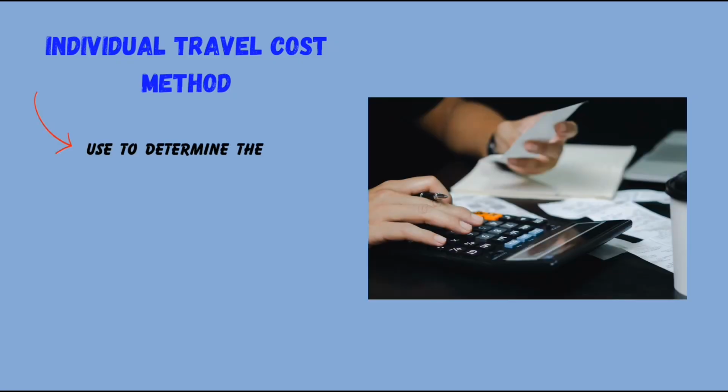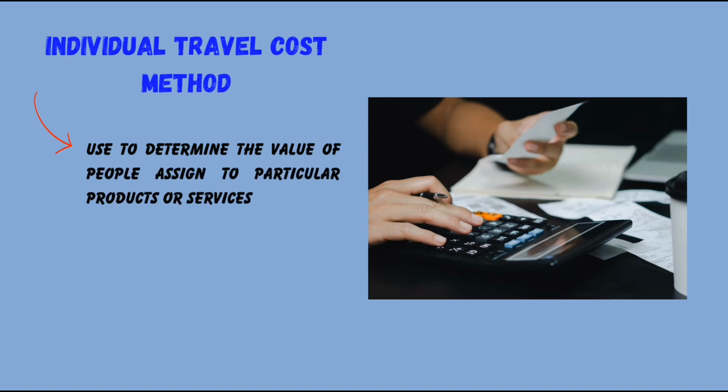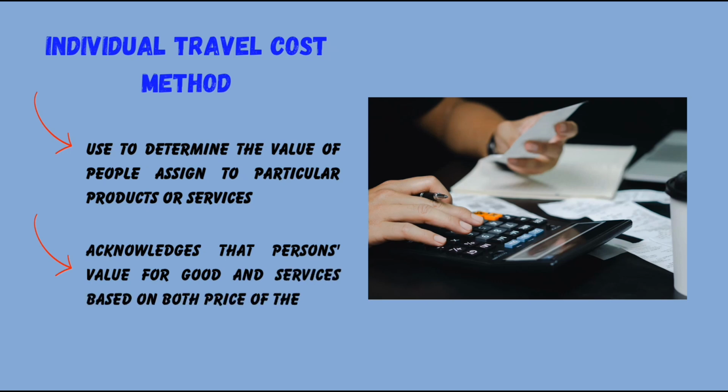Individual travel cost methods are used to determine the value people assign to particular products or services. This method acknowledges that a person's value for a good or service is based on both the price of the item and the additional cost they spend to obtain it. It allows economists to determine the economic implication of various markets or policies. In addition, they can better comprehend the true value of goods and services to customers.